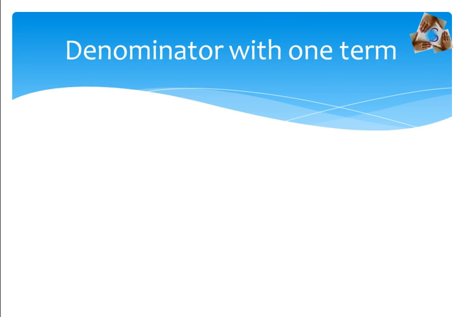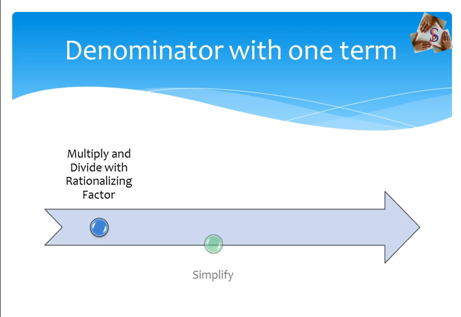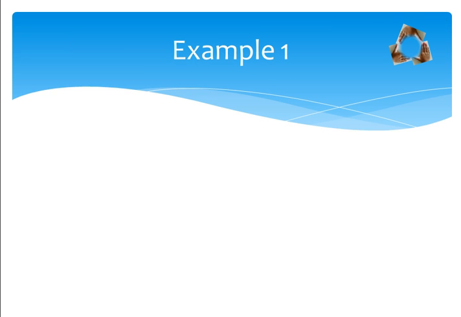Now let us consider the denominators. When the denominator consists of only one term, let us see what we need to do. Step 1, we will multiply and divide with the rationalizing factor. Step 2, we will simplify. And step 3, we will reduce it to the simplest form. Let me explain the steps with an example.